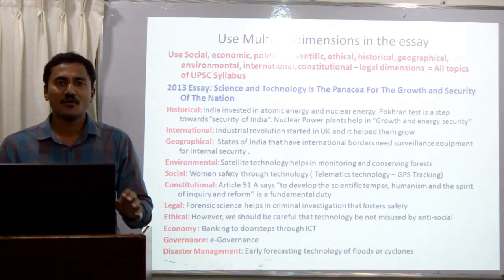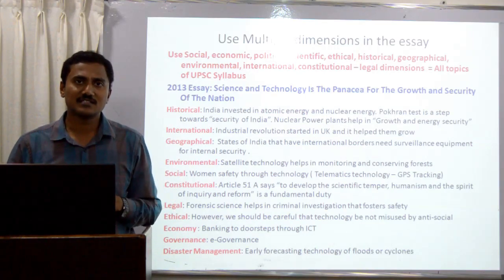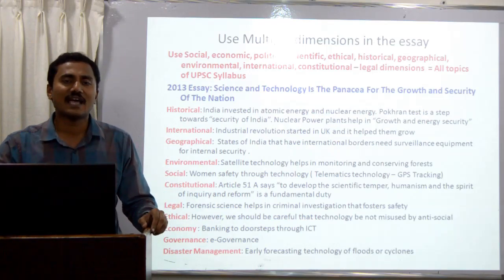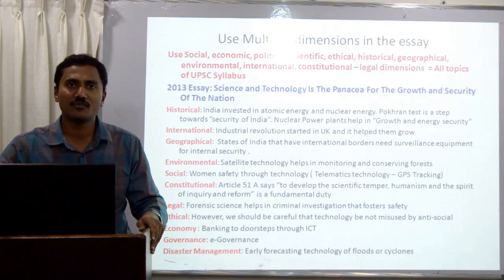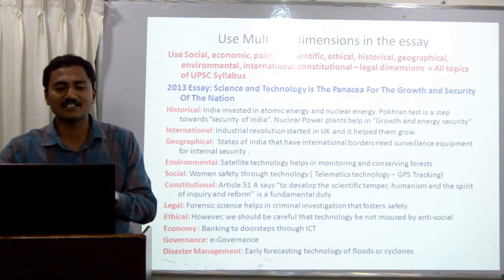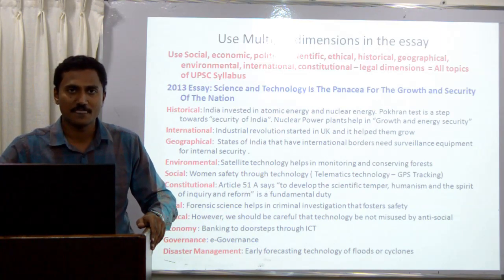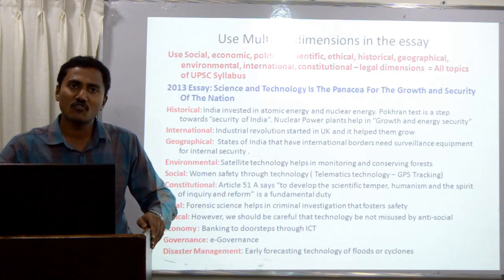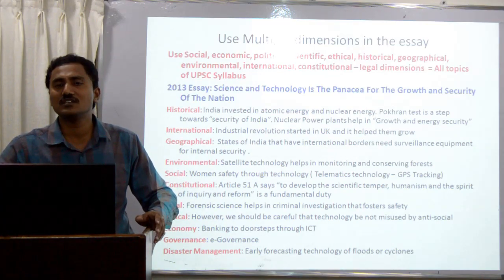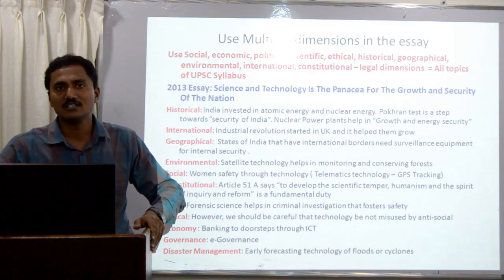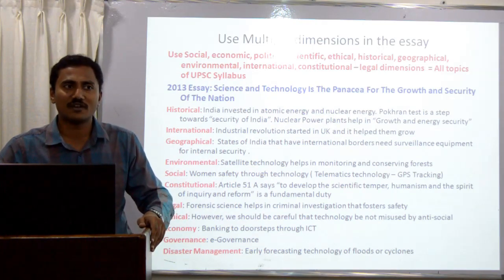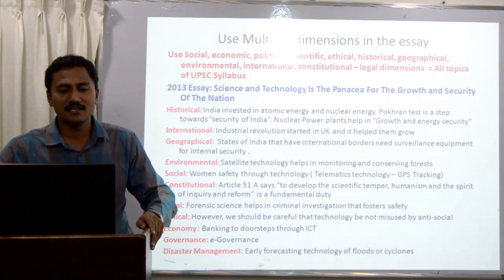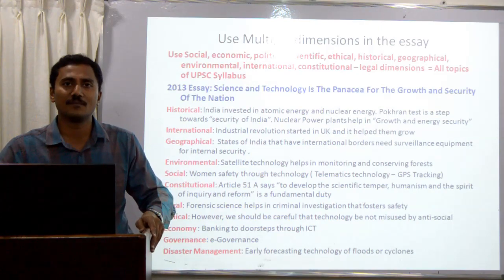You can say we can conserve the forests, conserve the greenery of India by using satellites for better monitoring and real-time monitoring of forests in India so that you can conserve them. Go for social dimension. Society, the safety of women can be improved by using technology. For example, you can use GPS tracking missions. You can see in Ola app, there is some SOS technology which helps to track the safety of the women. Similarly, social dimension over constitutional dimension.